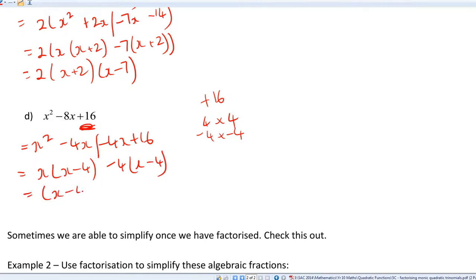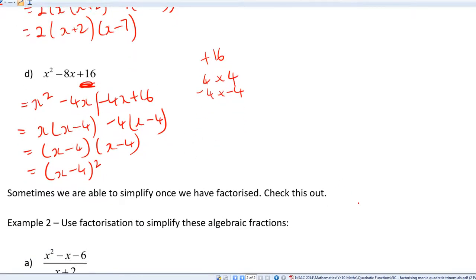Alright, and we can see what's happened here. X take 4, x take 4, and that's the same as x take 4 squared. We've got a perfect square, and we could have used the reverse of the perfect squares rule, but sometimes that's really hard to pick, so that would be fine for that one.